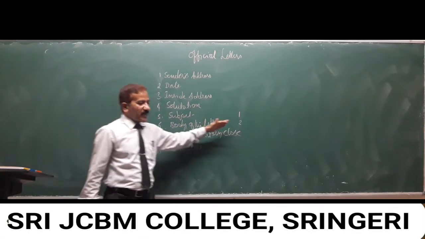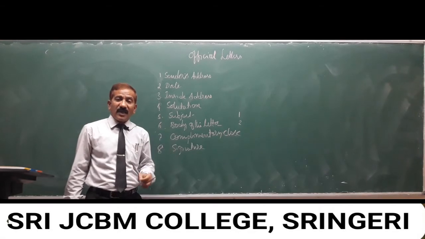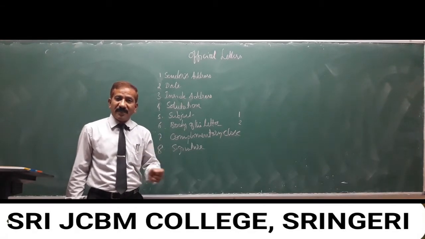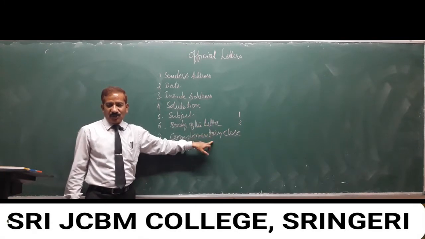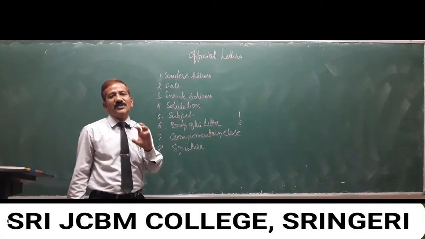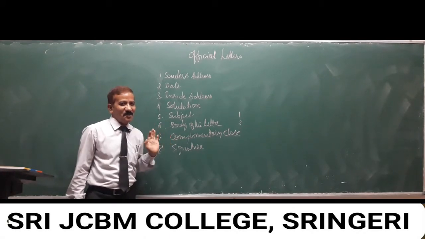Then in the second paragraph comes the actual detailed explanation of the subject mentioned in the subject line and also in the introduction. Understood? And it is about 5 to 6 lines, not more than 6 lines. It is my sincere advice to you.